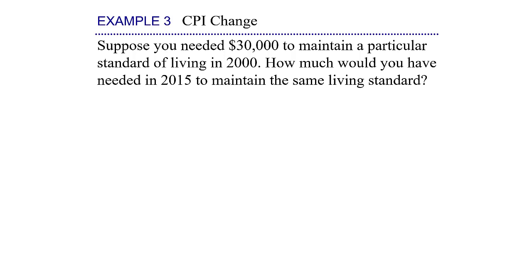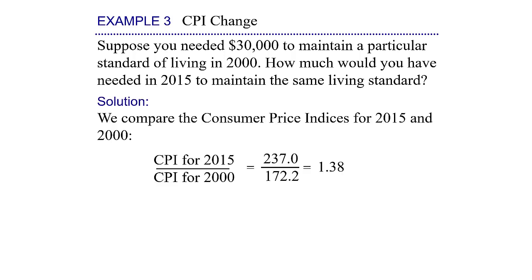So how much would you have needed to do this in 2015 if you want the same standard of living? Meaning you're buying the same amount of food, you're buying the same amount of clothes and all that kind of stuff. Well, we can use the consumer price index for those 2 years, right? And we know that for 2015, it was 237. For 2000, it was 172.2.